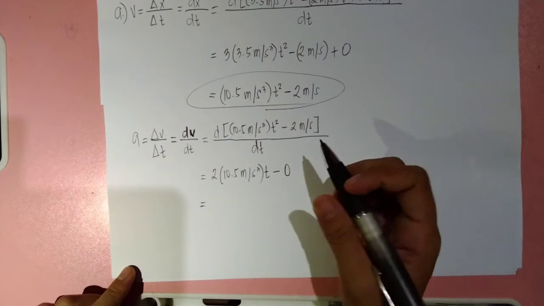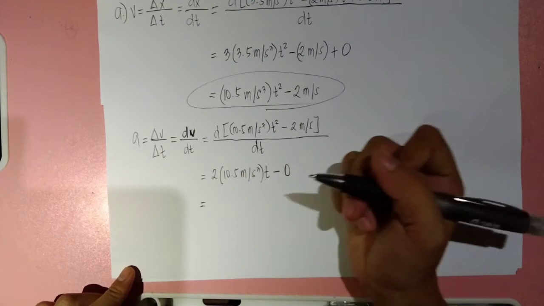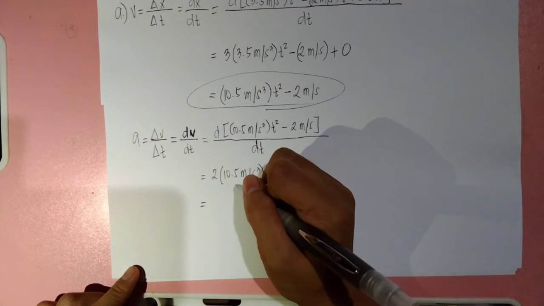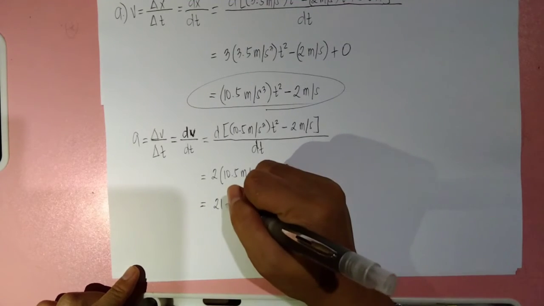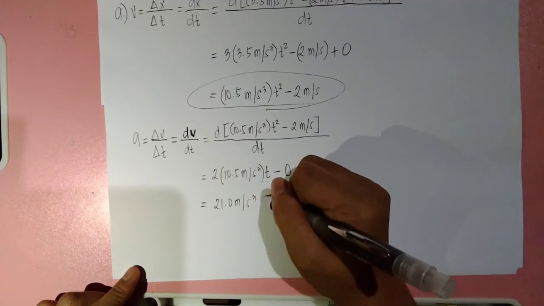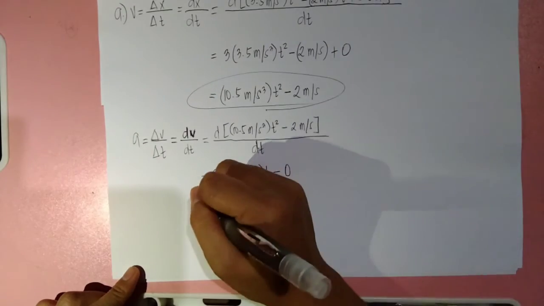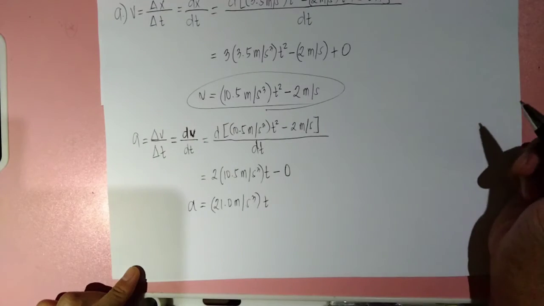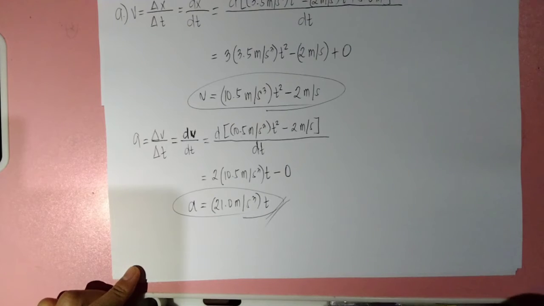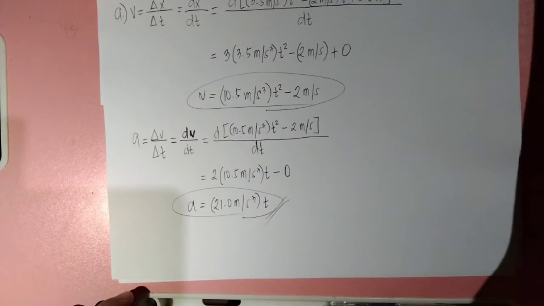Okay, so we will simplify this value. So 2 times 10.5 meters per second cube is 2 times 10 is 20, 21 meters per second cube t. Alright, so that is the equation for acceleration. So we will proceed with letter B now.